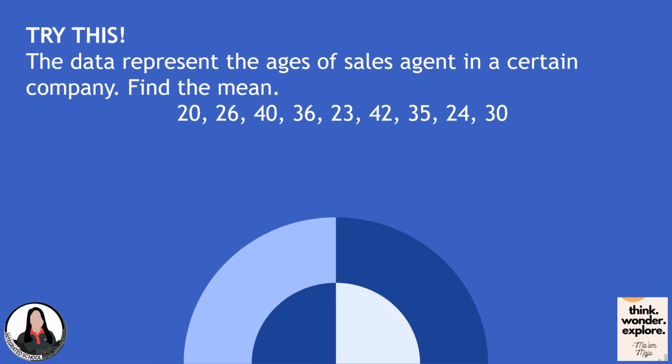Okay? So, please read and answer it carefully. And you can pause this video for a while and answer this. And then after that, you can resume it. And let's see if you will have the correct answer. Okay, so, to get the mean of the ages of sales agents in a certain company, we just have to add those ages and divide it by the total number of observations. So simply, the mean is 30.7 years old.